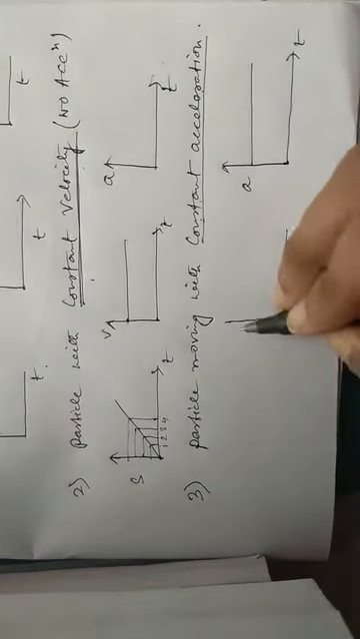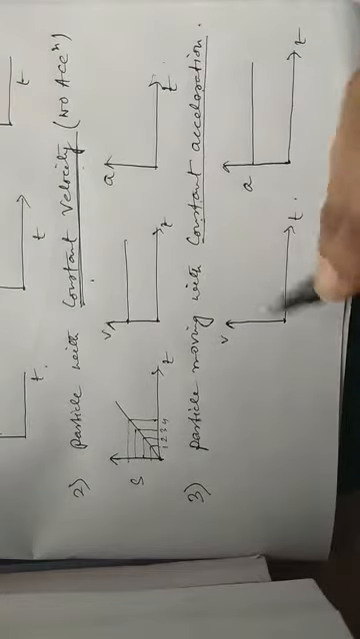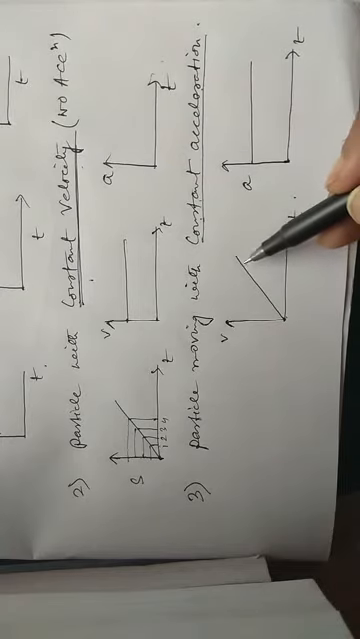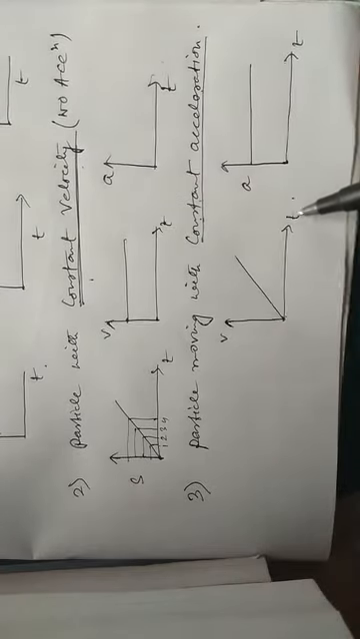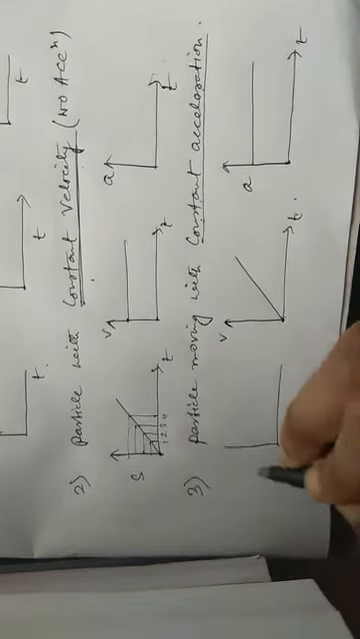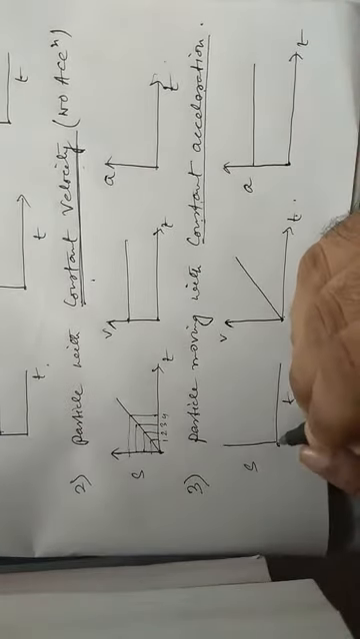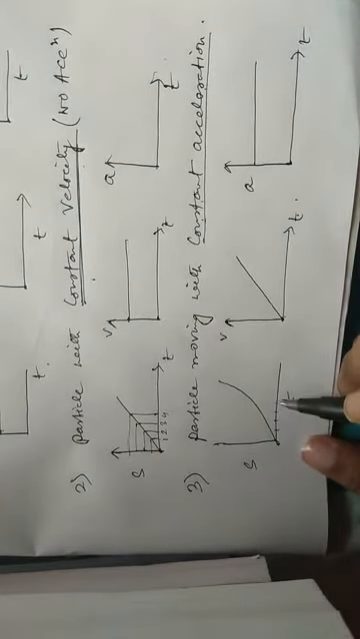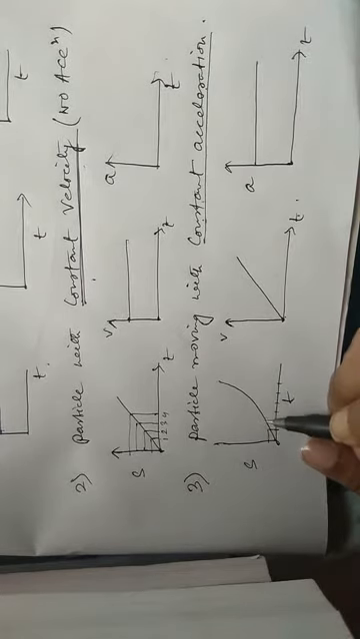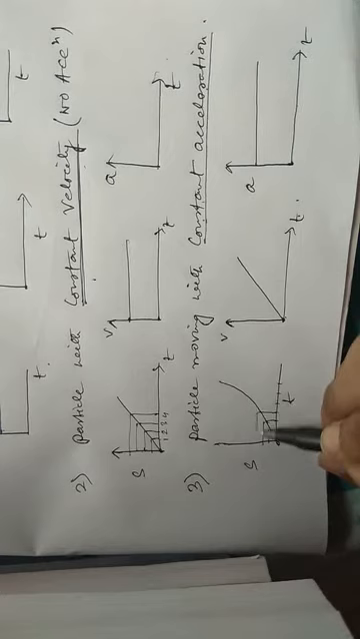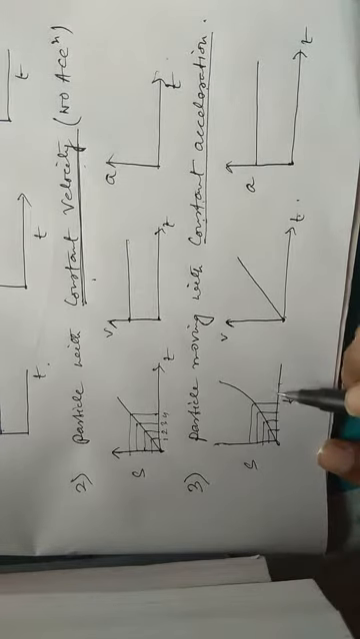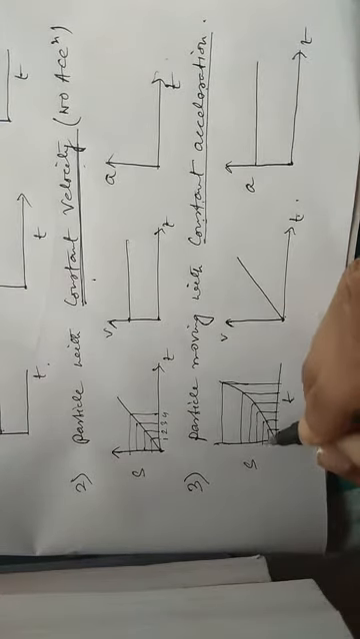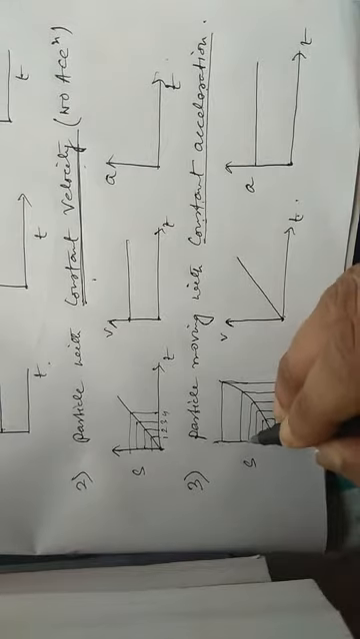Then we are going to draw the velocity time graph. Constant acceleration means the velocity is increasing continuously at a constant rate with respect to time. The corresponding S versus T will be somewhat like this, because with every interval the displacement increases. The gaps are steadily going to widen up.